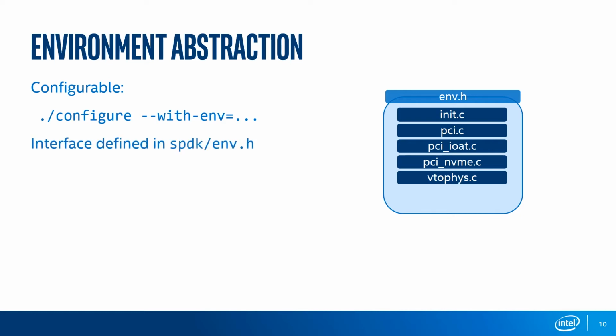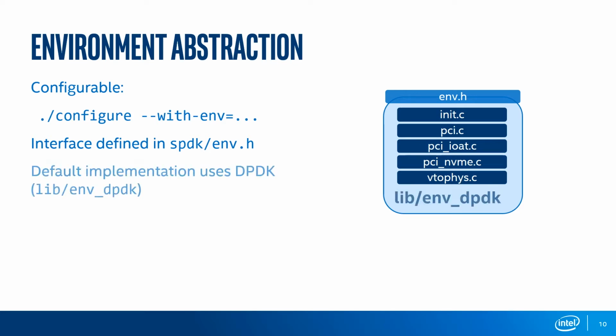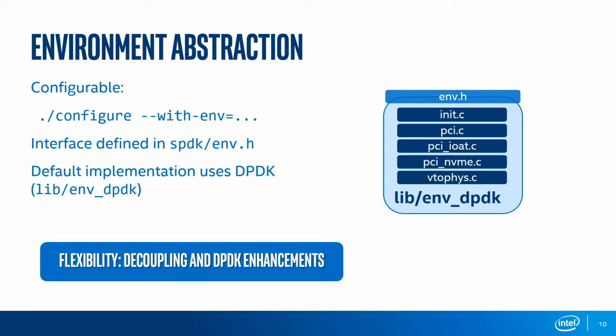So there's an interface, env.h, which defines those functions you need to produce to implement your own abstraction layer, and it's configurable with a configure switch. So the idea here is just that it's flexible, and you can choose to not use DPDK if you don't want to, but we provide this DPDK default implementation.